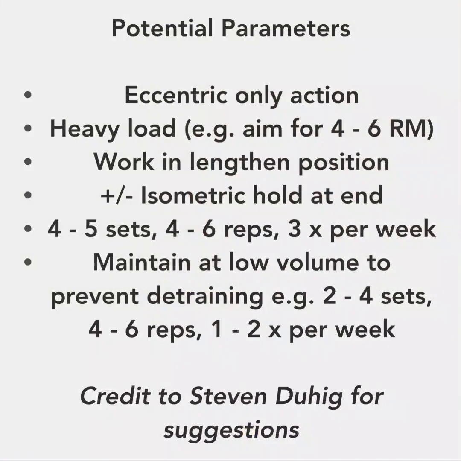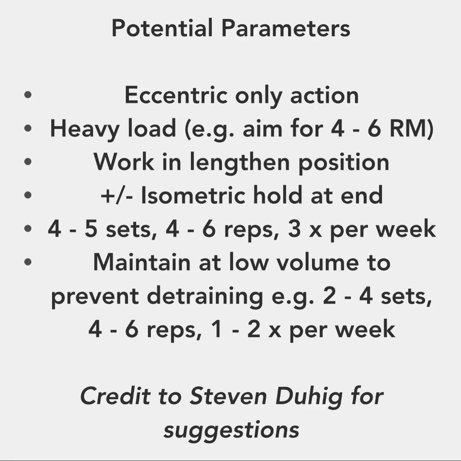So that's why there's this thought that we want to move more towards eccentric biased or eccentric only action. So what might this look like? It may well be exercises you're familiar with, like the Nordic hamstring curl. That is very much an eccentric exercise. And the parameters we can use, credit here to Stephen Duhigg, who's done a lot of research in this area and discussed this with me to come up with some of these potential parameters that you could use.